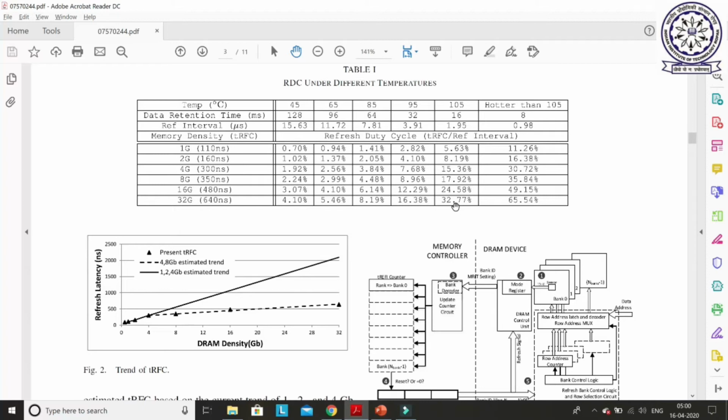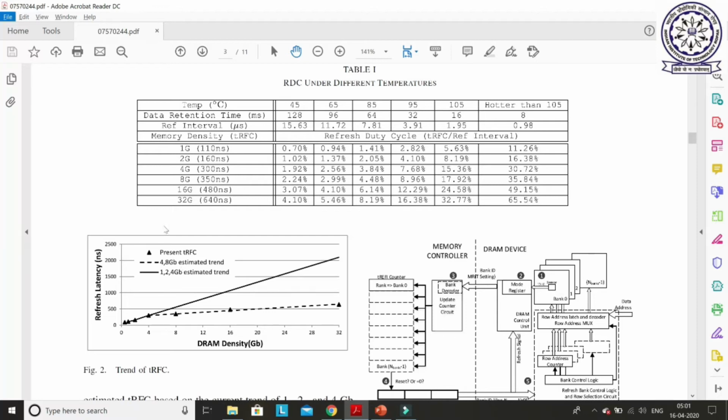So now I hope you can understand the overhead of refresh according to the increase of temperature. If it is more than 105, then 65% of time, or more than half the time, is wasted just to refresh the rows. So if the temperature increases, then the performance of DRAM degrades very significantly.